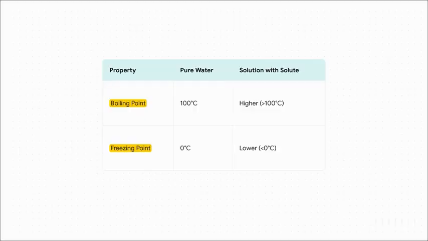This little table really lays it all out for us. You've got pure water boiling at a familiar 100 degrees Celsius and freezing at 0. But a solution, well, its boiling point is now higher than 100, and its freezing point is lower than 0. The window where it stays a liquid actually gets wider.